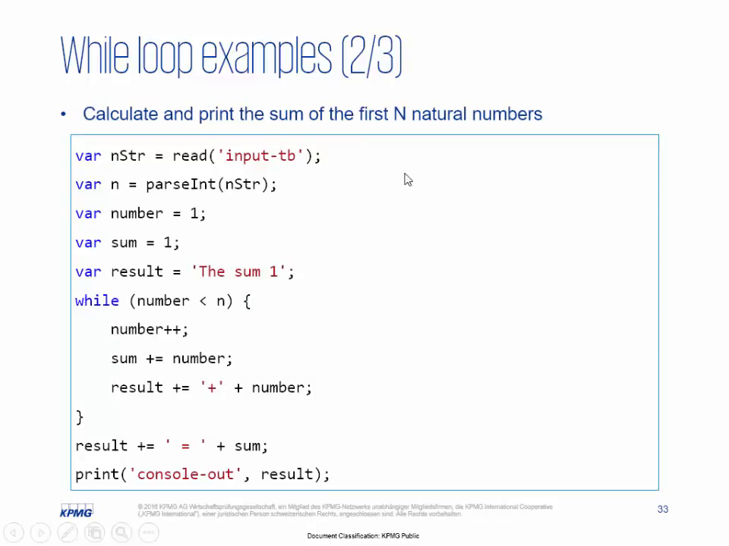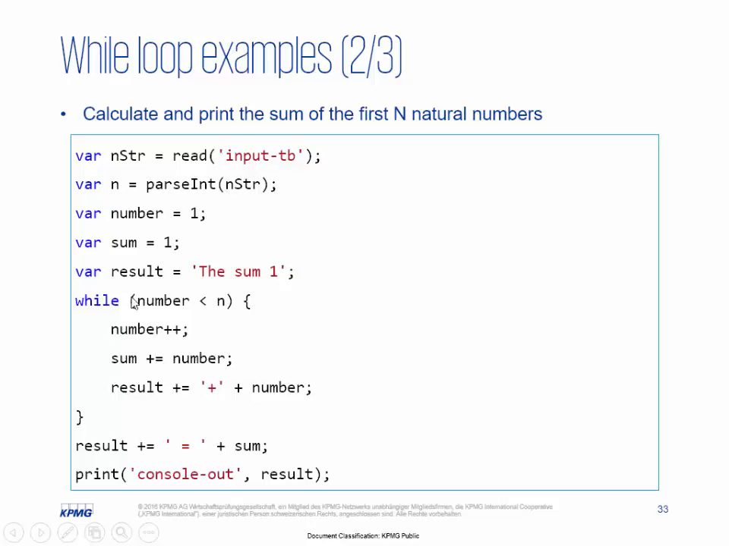Another example, reading a string, parsing it as an integer number. Then we have two more variables here, number and sum. The number is actually our loop counter, so we are running the number n number of times. Okay, so we have, let's say, 5 in the input.